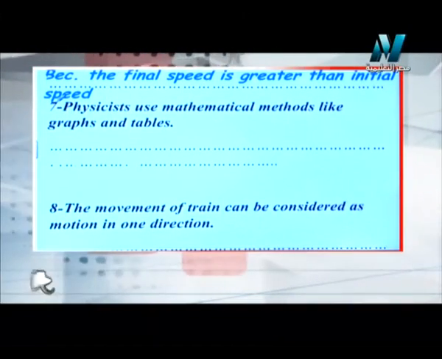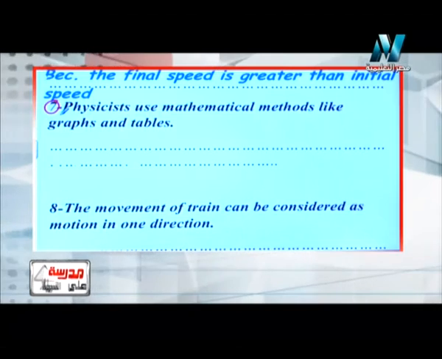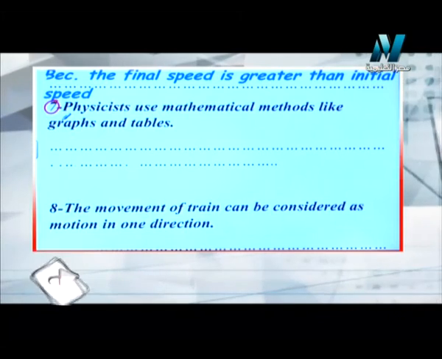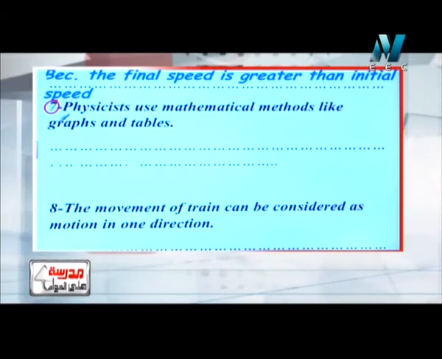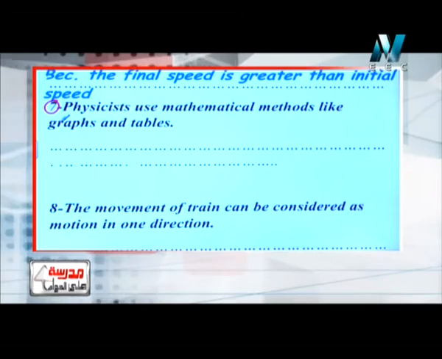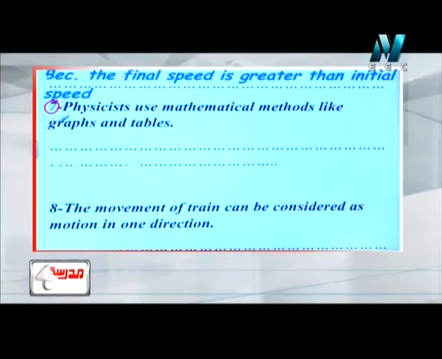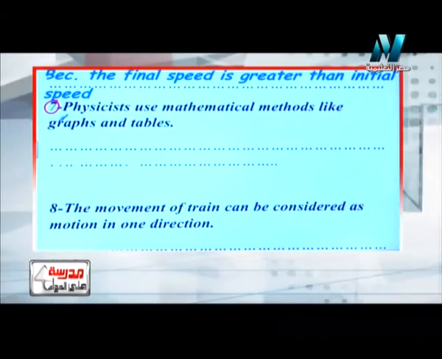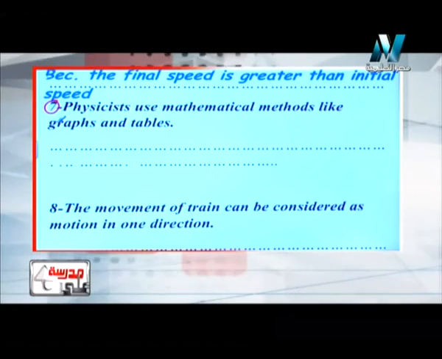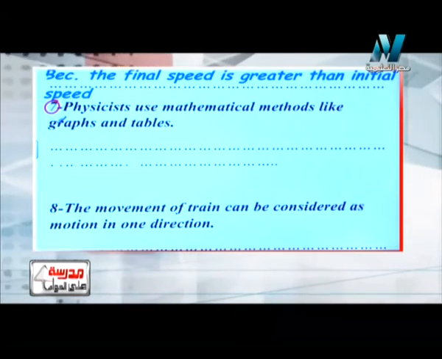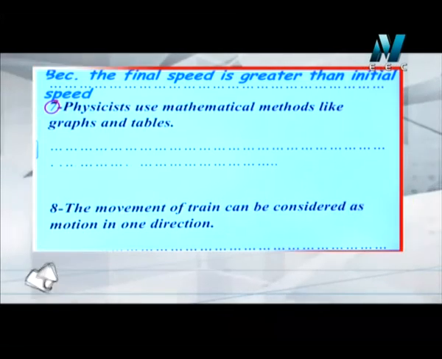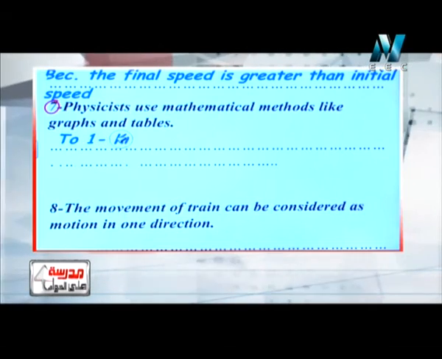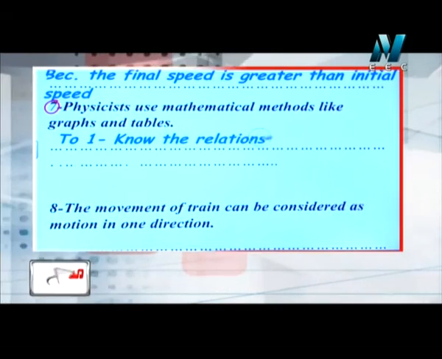Question number 7. Physicists use mathematical methods like graphs and tables. Why do we use graphs and tables in science generally, or in physics especially? To determine what? So we have to determine two things, at least, from the graphical representation or from the tables or graphs. Number one, to know the relations between the physical quantities.